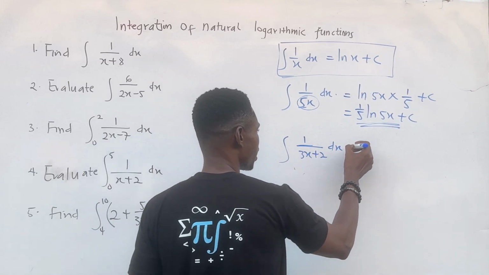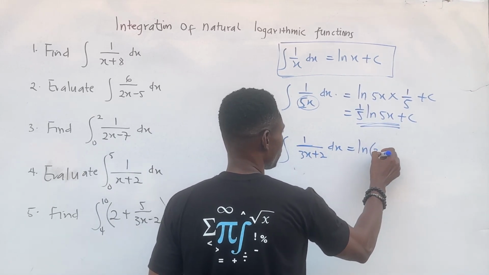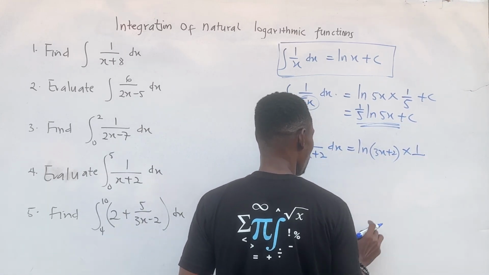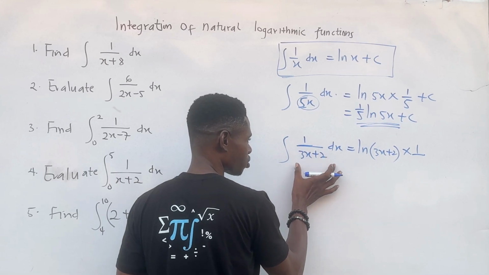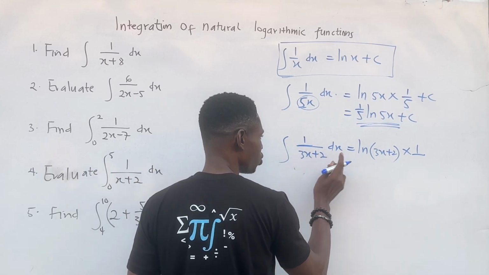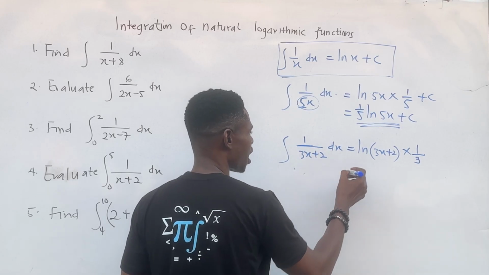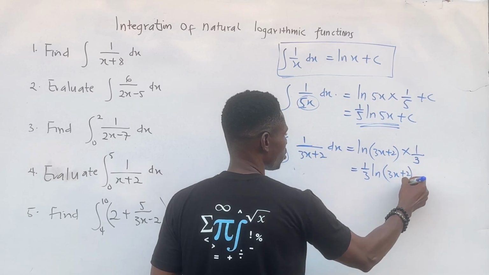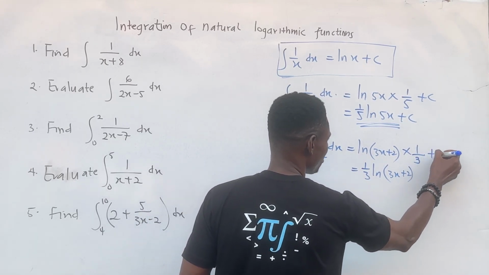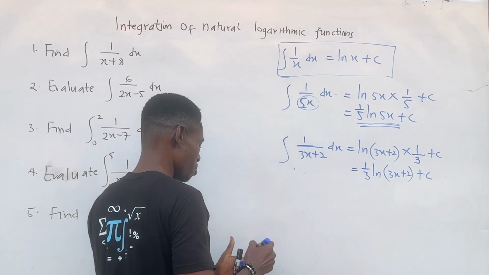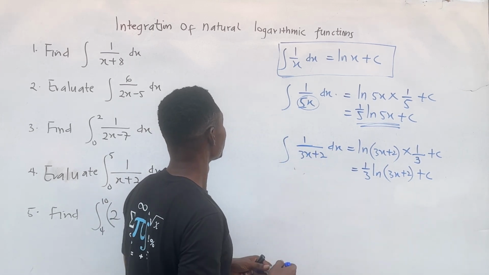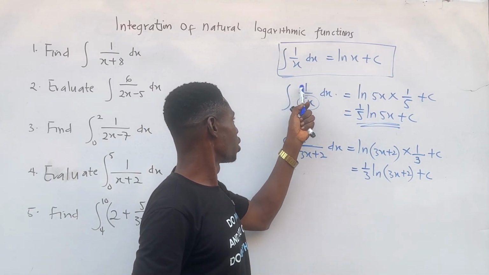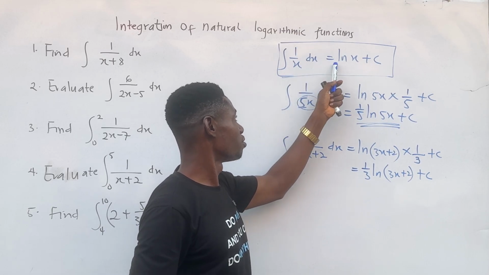Now the 1 over implies that you have ln 3x plus 2, right? Now you multiply this by the inverse of the derivative of 3x plus 2. If you differentiate 3x plus 2, you have 3. And your answer is simply 1 over 3 ln 3x plus 2. Don't forget the plus c, very important. So that's how we integrate these logarithmic functions. So with this, your 1 over x gives ln x plus c.